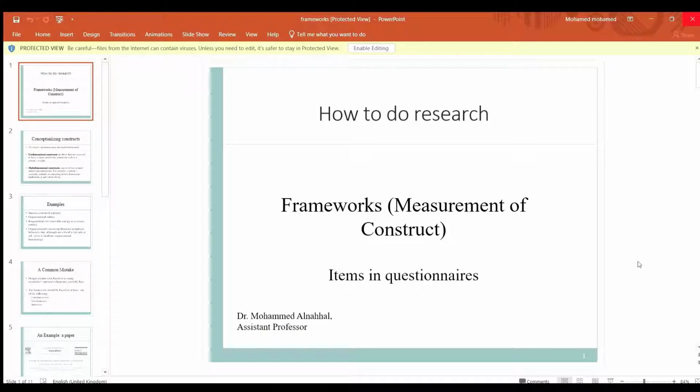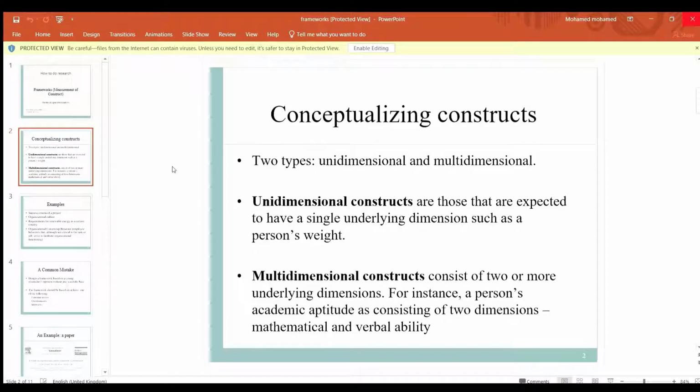Let us see how to do that. At first, we need to know something called constructs, which are the main items that are used in your questionnaires. There are two types, unidimensional and multidimensional. In unidimensional, there is only one factor or one indicator that is used to measure something. For example, a person's weight.